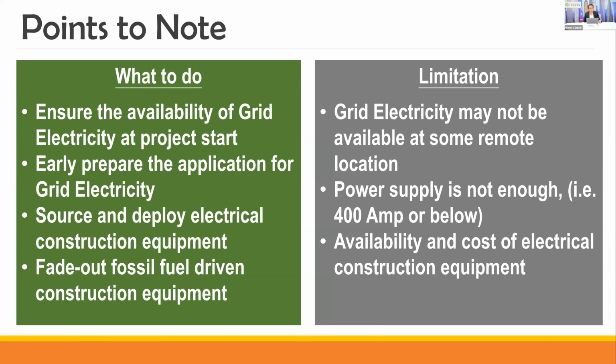So what should we do before we can use less fossil fuel or use more electricity? We should ensure the availability of grid electricity before we start the project. As a result, we should prepare the application for grid electricity earlier. And what we have to do is to phase out the fossil fuel-driven construction equipment. But there are some limitations.